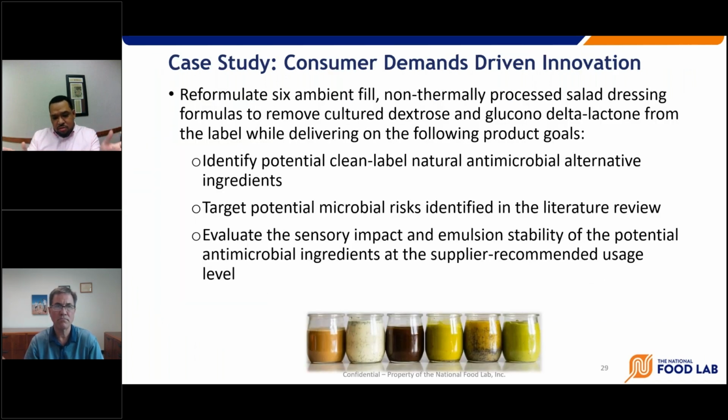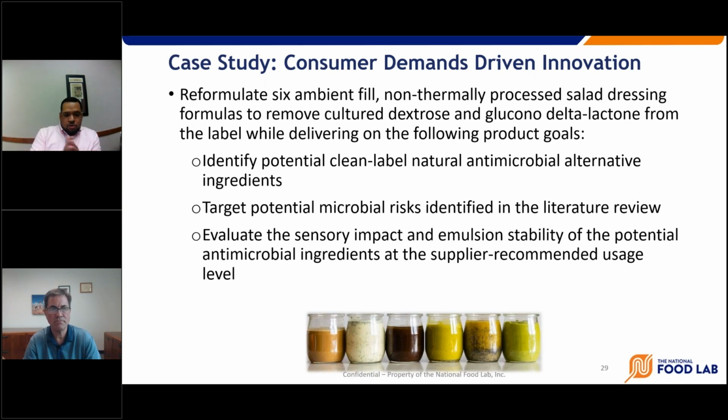So this is one case study I want to share with you, and this is focused on a client that came to us with a line of different salad dressings, vinaigrettes, and creamy dressings. They were non-thermally processed products, and they wanted to remove glucono delta lactone from the label because it looked odd, and they were trying to reach a new market where that ingredient was banned.